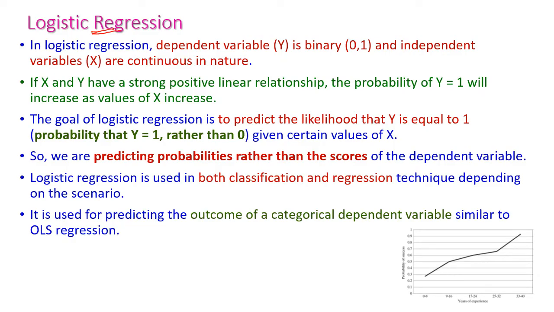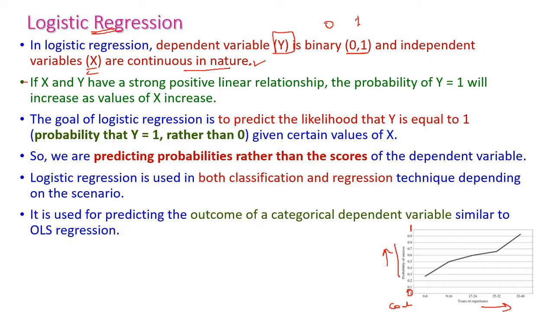Logistic regression. In this logistic regression, the dependent variable y is a binary variable. That is, it has the value either 0 or 1. But the independent variable x is a continuous numerical value. See here in this diagram, this is the x-axis. The value of the x-axis is a continuous value. And the y-axis starts from 0 and ends with 1. In between it has some fractional values between 0 and 1.